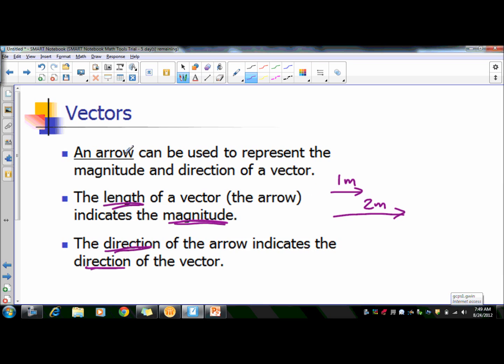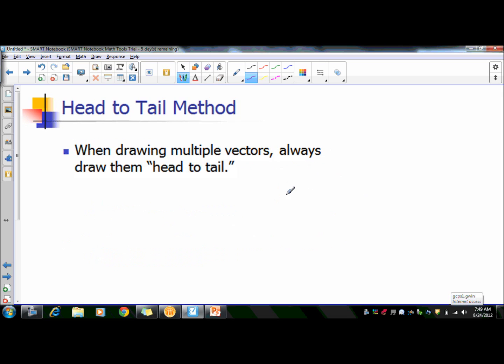How to draw them is by the head to tail method. I'm going to draw some examples, so hopefully it helps you realize what we mean by head to tail. When drawing multiple vectors, always draw them head to tail. So here's one vector, say this is 2 meters long. If we had an additional vector that would be 1 meter long, we would put the tail of the second vector at the head of the first vector. That way it forms a line.